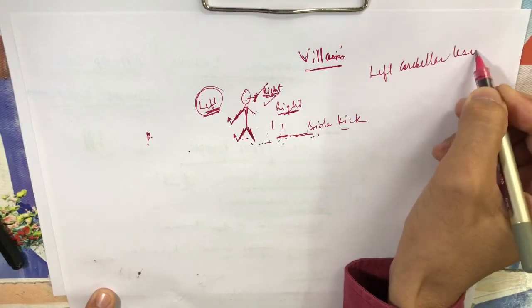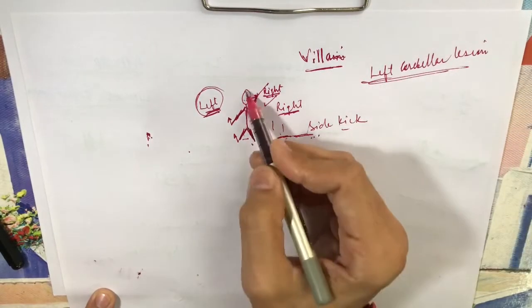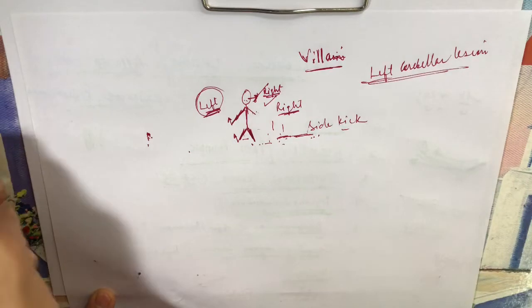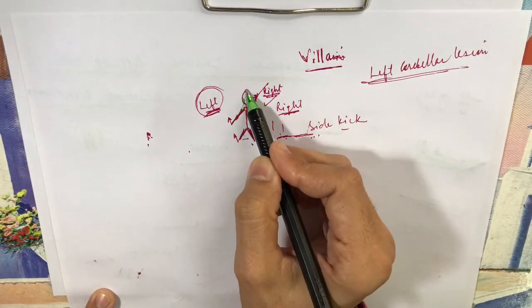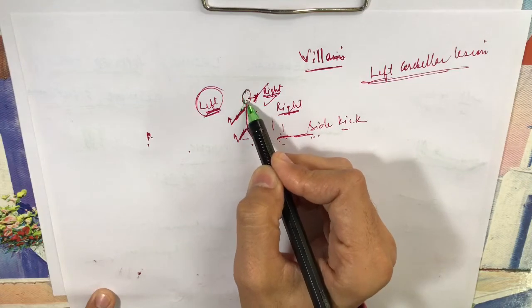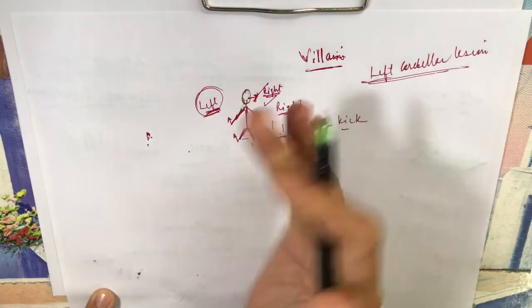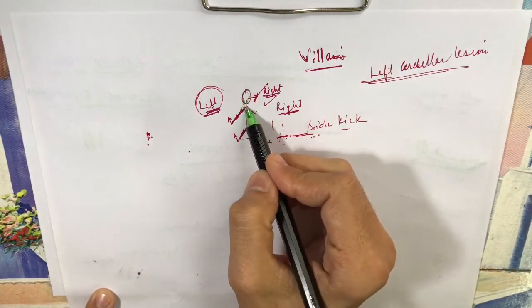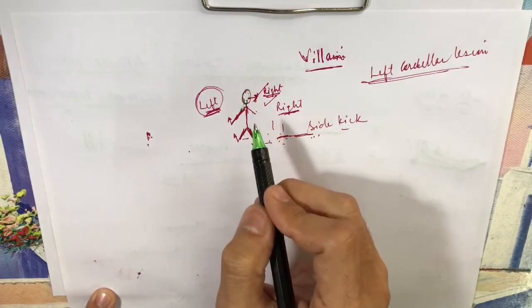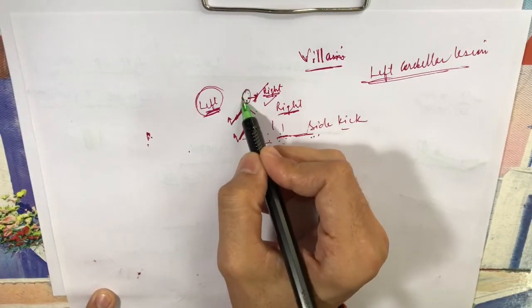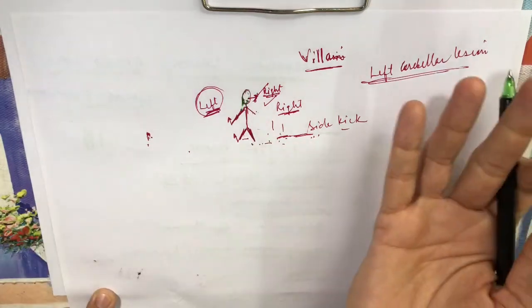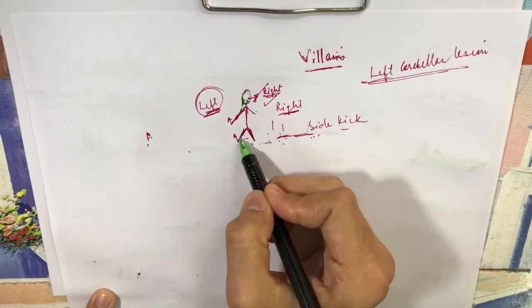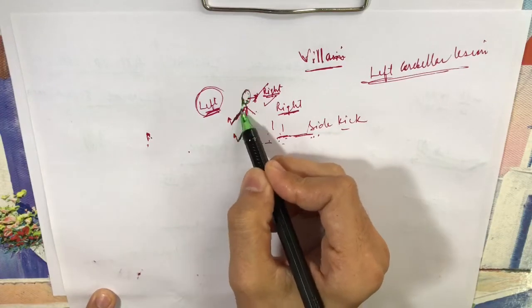If there is a left cerebellar lesion, it means the left-sided muscles are hypotonic. The position of the head is controlled by the neck musculature. So, if the left-sided neck musculature is hypotonic, then the neck will move toward the right side. Similarly, the left leg and left upper limb are hypotonic.